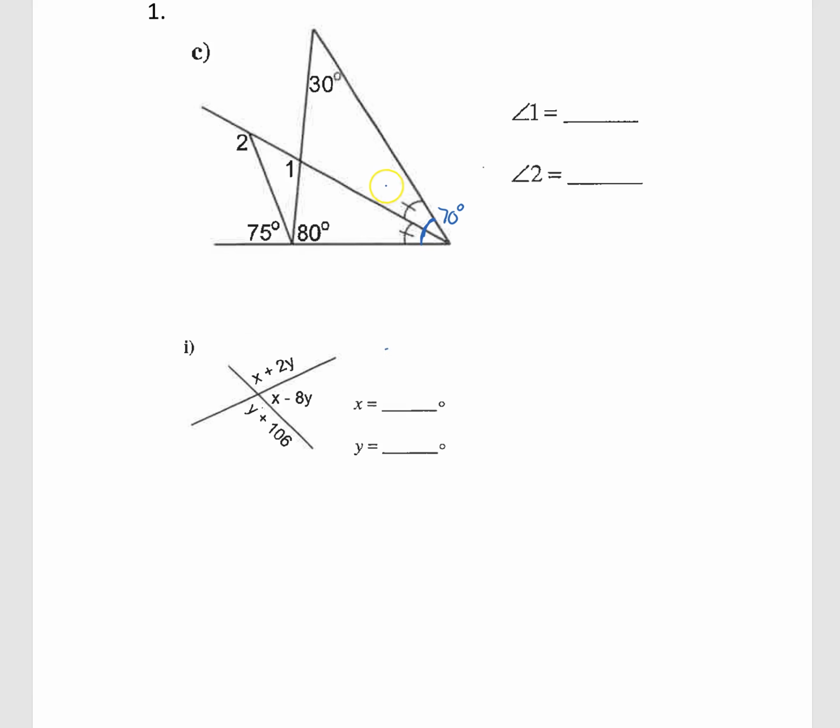And that means that each of these angles here is equal to 35 degrees. And so now we can look at this situation here and notice that we have a straight line. And these three angles make up this straight line. And we know that a straight line is 180 degrees. So these three angles should equal 180 degrees. So if we do 180 minus 75 minus 80, we end up with 25 degrees. And that means that this little angle here is 25 degrees.